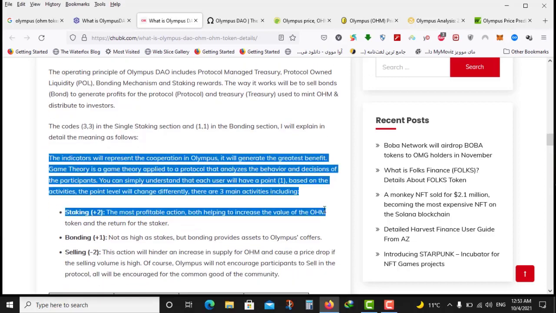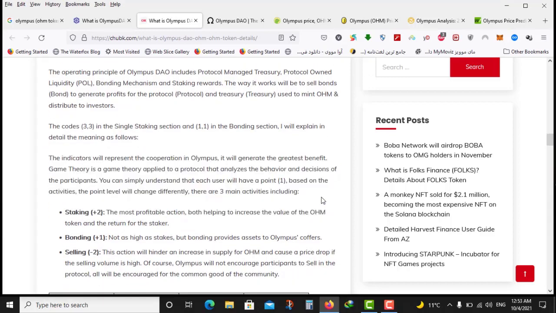This is how it works, and you can gain in the terms of staking. So let's see what it says. The indicators will represent the corporation in Olympus. It will generate the greatest benefit. Game theory is a game theory applied to a protocol that analyzes behavior and decisions of the participants.